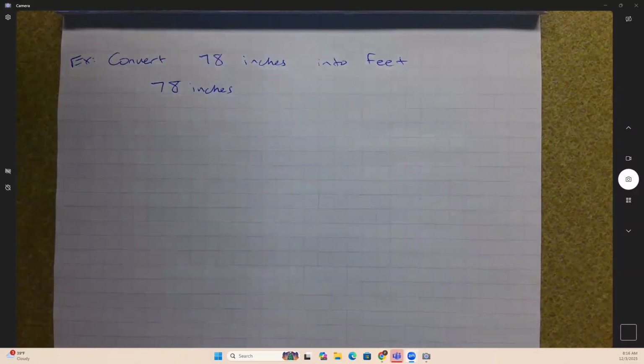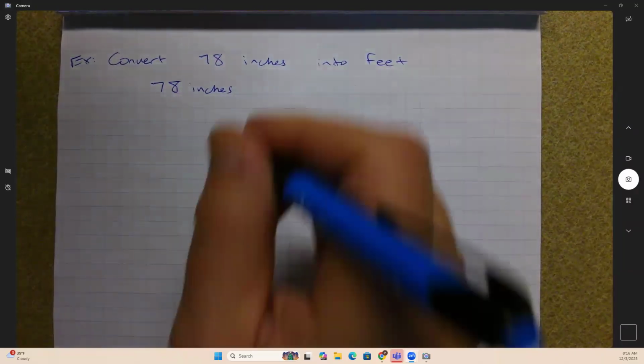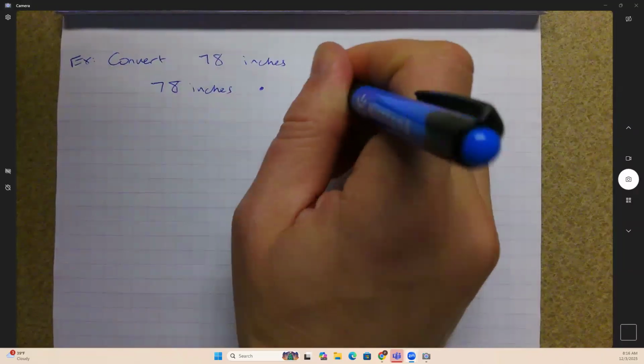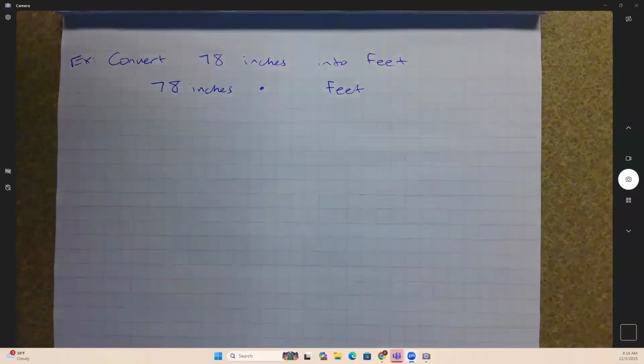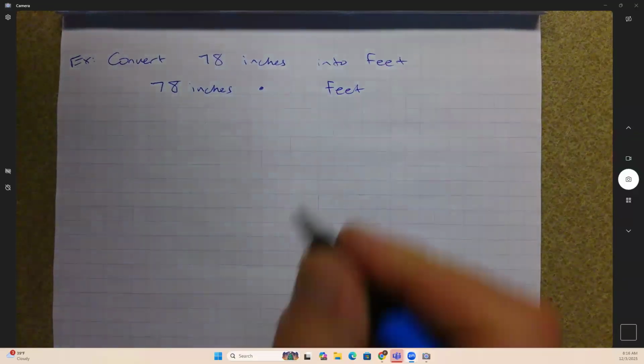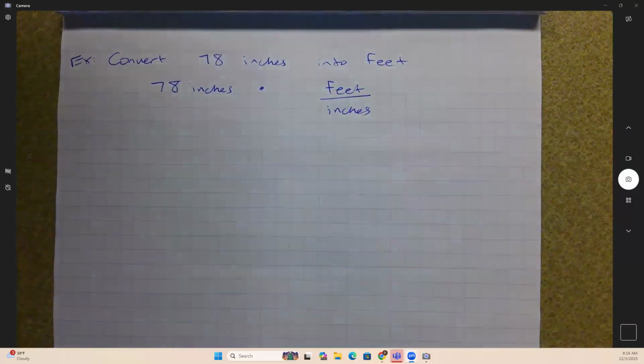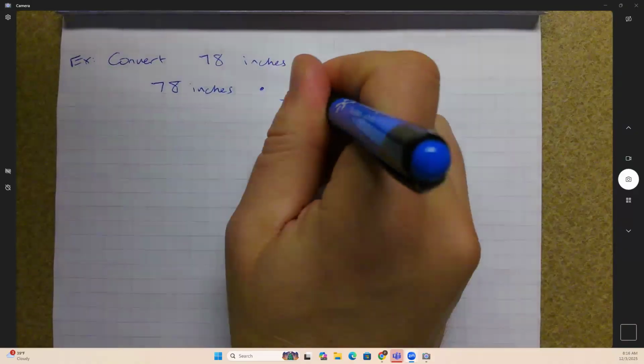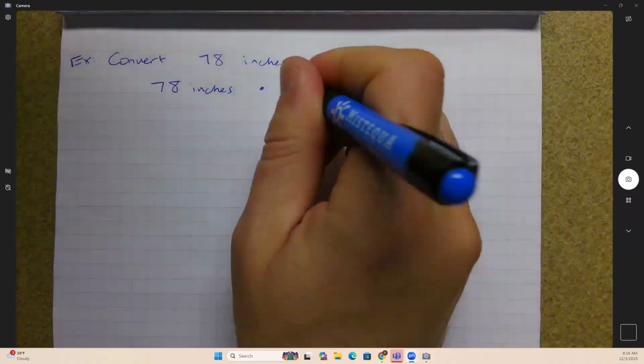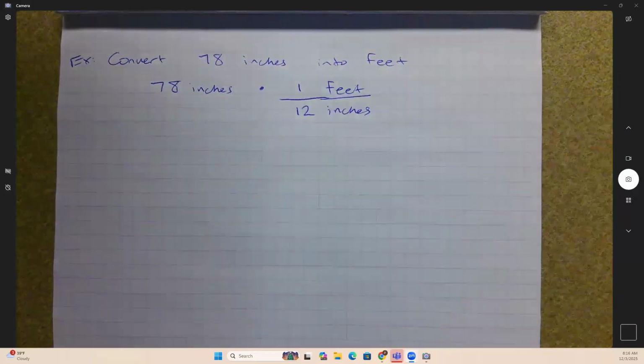So I start with what I know. I have 78 inches. I don't want inches, I want feet. So I'm going to write my conversion factor with the feet on top and the inches on the bottom, because I'm going to be able to cancel the inches units. And then I just remember what that conversion factor is. And this time, it's 1 foot for every 12 inches. So the 12's on the bottom.